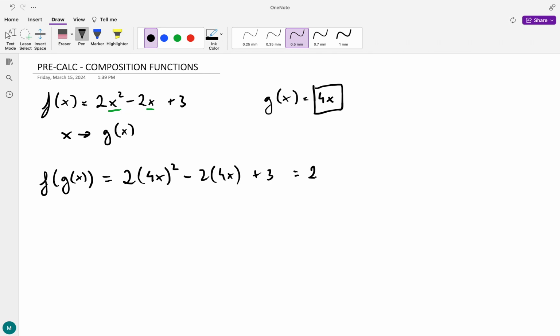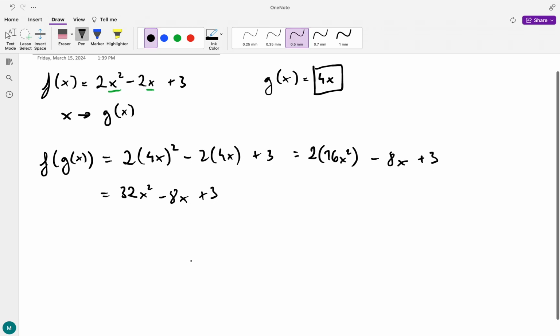So we're going to have 2 times 16x squared minus 2 times 4x is 8x, and then plus 3. So lastly, we just have to multiply 2 by 16. That's 32x squared minus 8x plus 3. And that's how you do it.